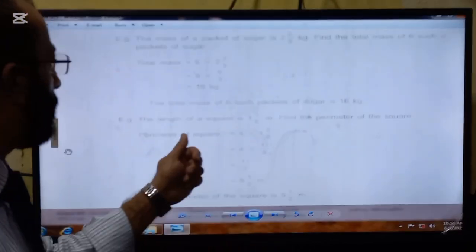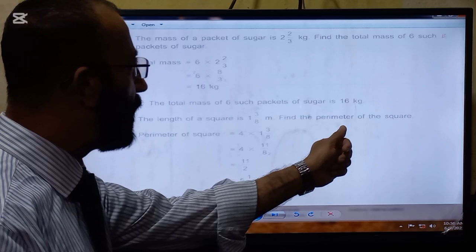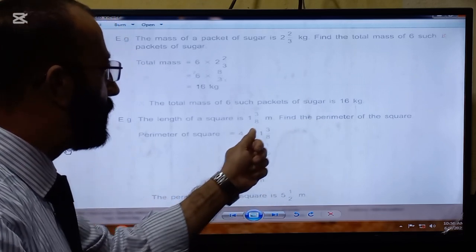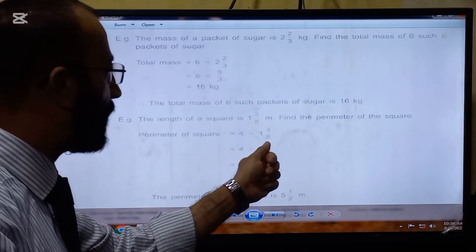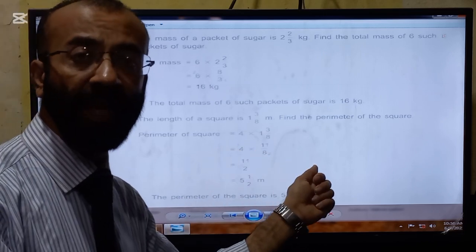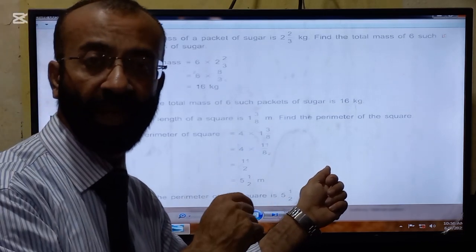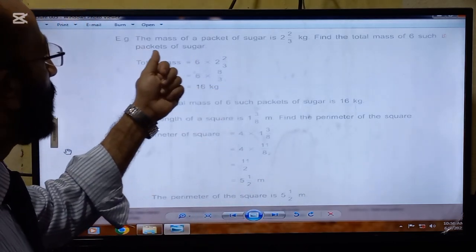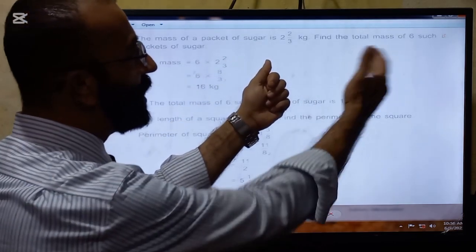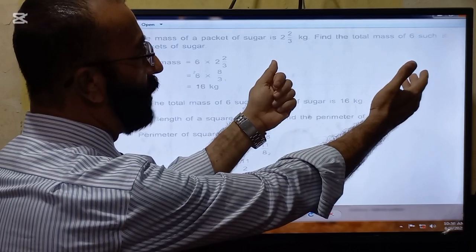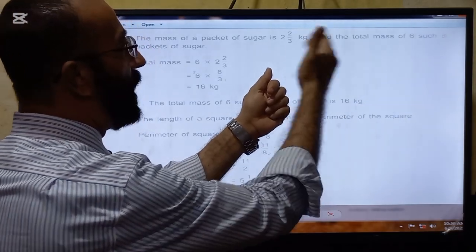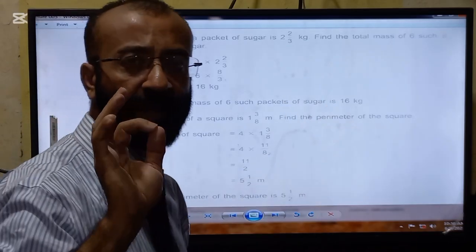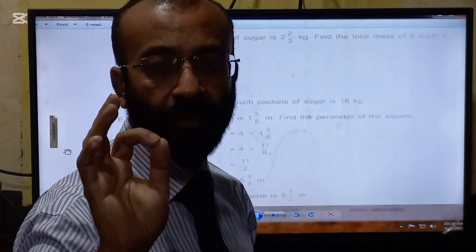So a side is given and perimeter is the requirement, so it means perimeter will be equal to 4 times of this one. So look, 4 times of 1 whole number 3 by 8. This is the technique which is used in this question. While in the previous question, the mass of one packet was given and the mass of 6 packets was the requirement, so the technique was to multiply 6 with the mass of one packet. So these are very small techniques which you should learn.